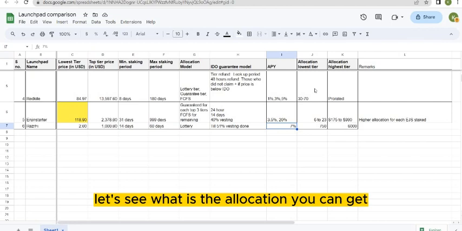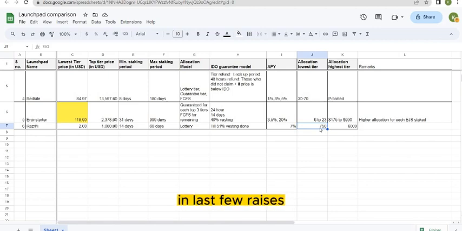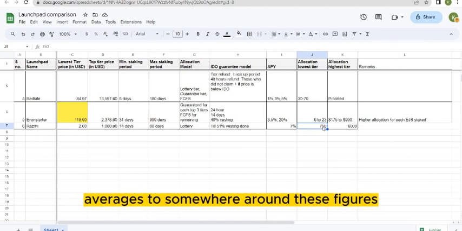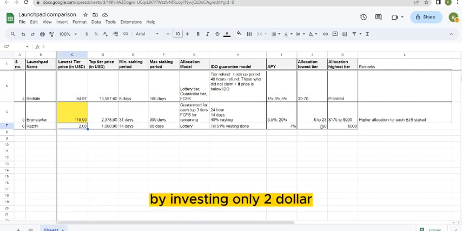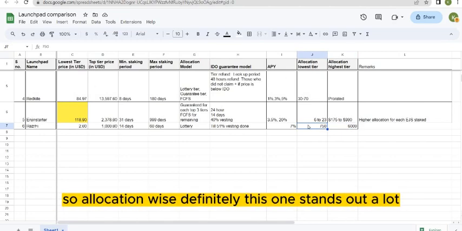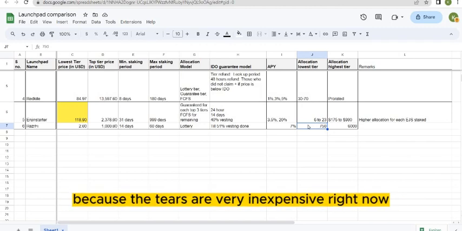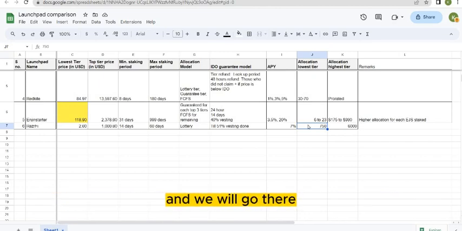Let's see what is the allocation you can get. The allocation which RazrFi is offering as of now, in the last few raises, averages to somewhere around these figures. In the lowest tier, by investing only $2, you can get an allocation of $750. Allocation in the highest tier is $6,000. So allocation wise, definitely this one stands out a lot because the tiers are very inexpensive right now, and the allocation offer is way too high. Of course, there are other factors which one needs to take care of, and we will go there.